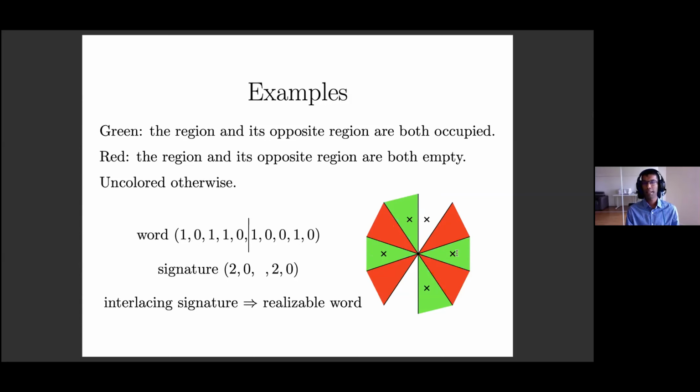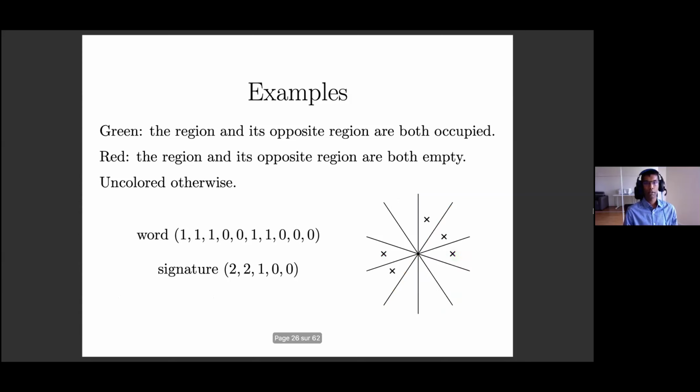And the fact that you have an interlacing signature just means that when you look at the colored regions, forgetting about the uncolored ones, green and red alternate. So this is exactly the same thing as on the word level, but I just wanted to introduce this notion of colors of regions, because we will come back to this notion of colors when we are looking at a probabilistic model.